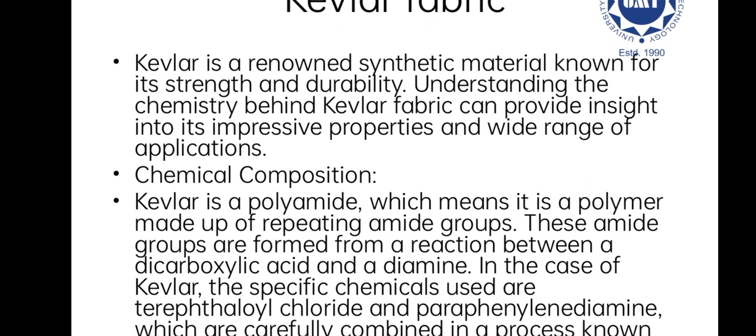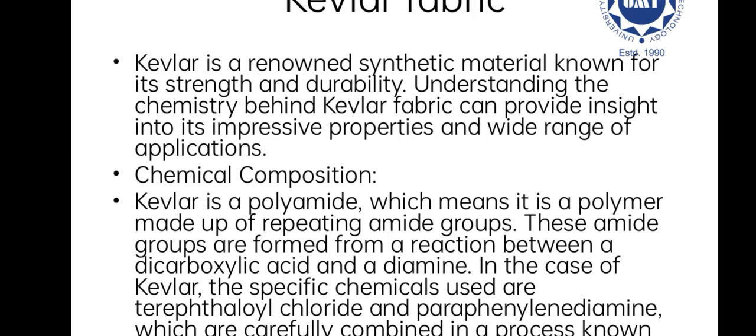Let's discuss the chemical composition of Kevlar fabric. Kevlar is a polyamide. Poly means chain, amide means an amide group, which contains NH2. So Kevlar is a polyamide, which means it is a polymer made up of repeating amide groups. Polymer means chain, a chain of amide groups repeating.